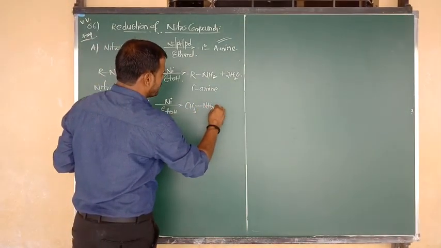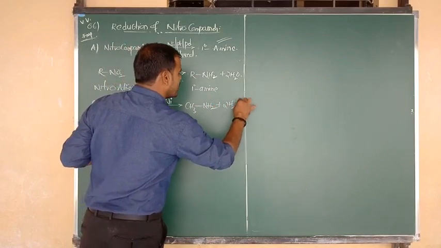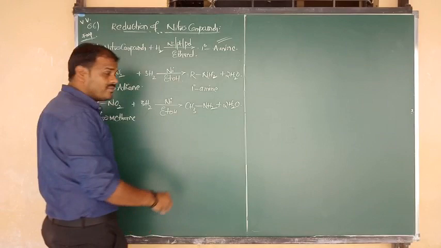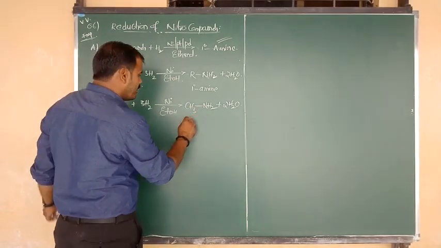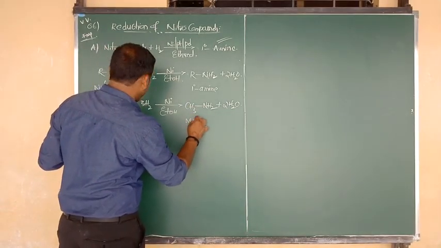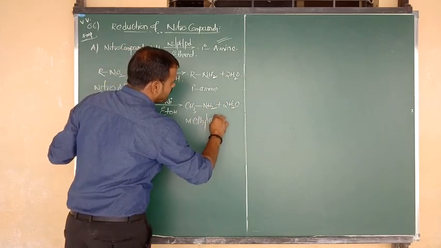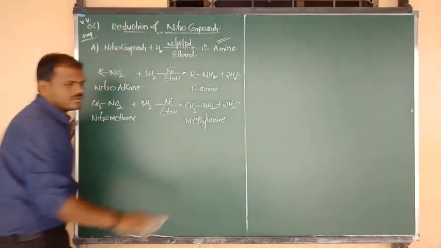NO2 changes into what, beta? NH2. Okay, I have written NH2. The 2 oxygens are removed in the form of 2 moles of what? Water molecule. So what is the name of this compound? Methylamine. Also we can say the IUPAC name is methanamine, and the common name is methylamine. As you wish, you can pronounce any name.